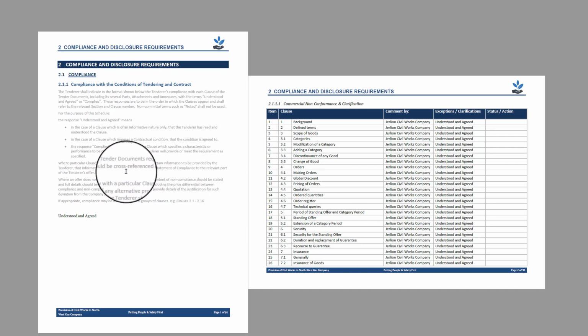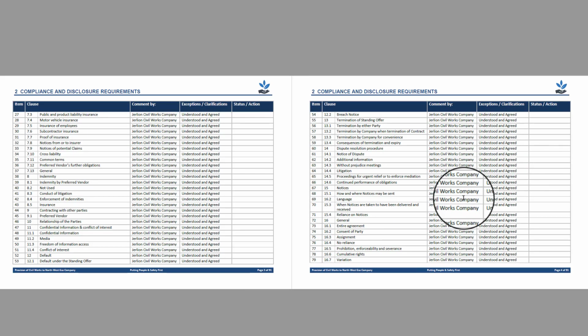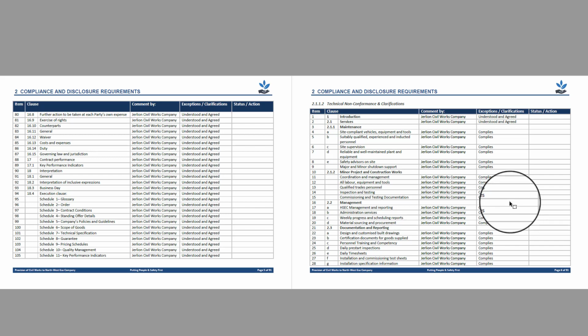There's some instructions in here. So I've gone through the contract, I've listed every single clause, and I've told them whether we understand and agree it or not. And that way there's no ambiguity. So you can see I've gone through the entire contract. Now, in this case, we understood and agreed with everything and we complied with everything. Yeah, you could shorten that up into we understand and agree with the whole contract. That's equally as unambiguous.